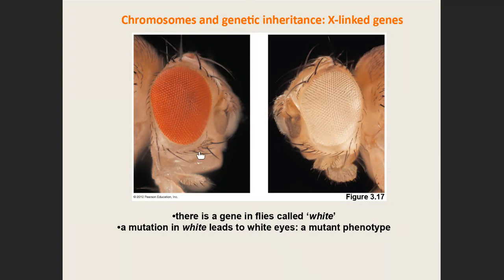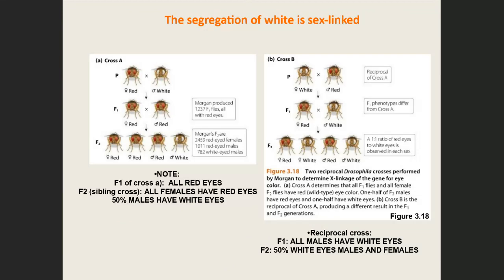Here's the phenotype. This is the wild type eye color, this very beautiful compound eye that has this nice red color. And this is the recessive mutant, white. And the gene that's mutated is called white. So white plus is red. I know this is a bit confusing, but the white gene, when it's wild type, imparts the wild type phenotype, so it's a red color. And when white is mutated, you have a white eye. Okay, so there's a gene in flies called white. It leads to white eye color.